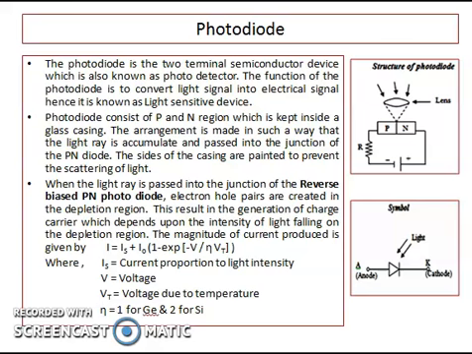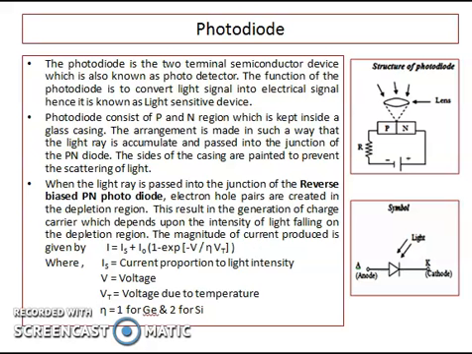And the symbol for the photodiode is given here, and we can find that the symbol is similar to a diode, but we have an arrow mark moving towards the diode, which indicates that we have to make the light fall on it.